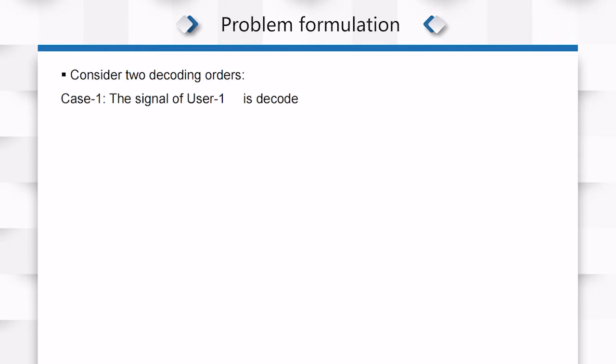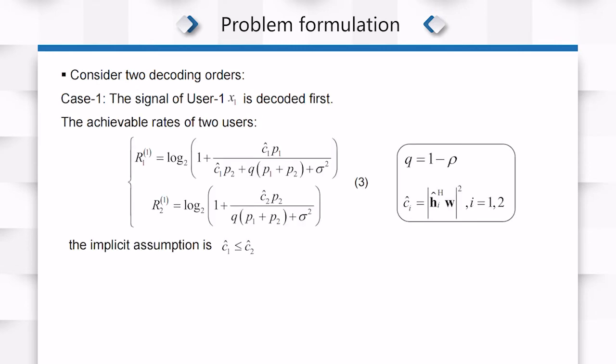For the above system, we need to consider 2 cases of decoding orders. Case 1, the signal of user 1 is decoded first by regarding the signal of user 2 as interference. Then the signal of user 2 is decoded after removing the signal of user 1. In this case, the achievable rates of 2 users are given as the following equation. The implicit assumption is that the beam gain Ĉ1 is lower than Ĉ2.